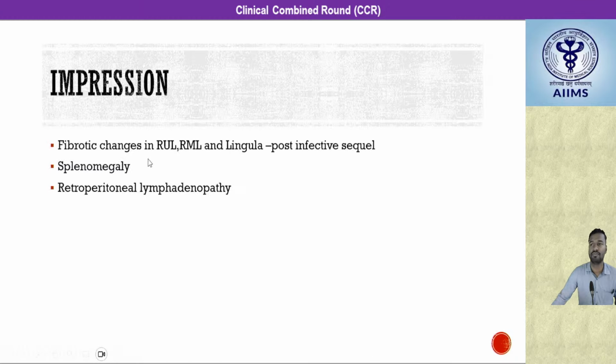So radiologically, there are fibrotic changes in the right upper lobe, middle lobe, and lingula, suggestive of post-infective sequelae. No evidence of active infection is noted in the lung parenchyma, and there is splenomegaly and retroperitoneal lymphadenopathy.